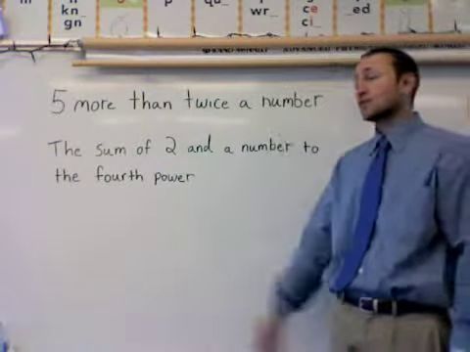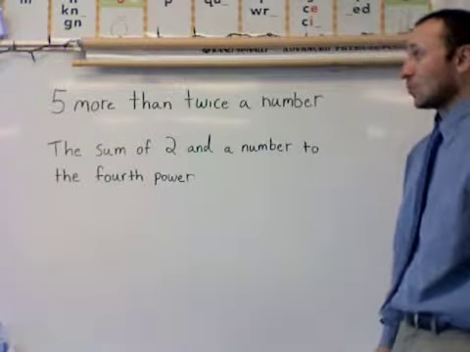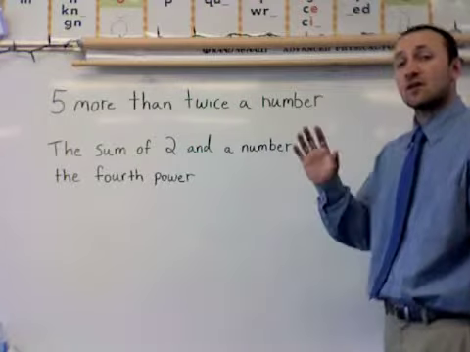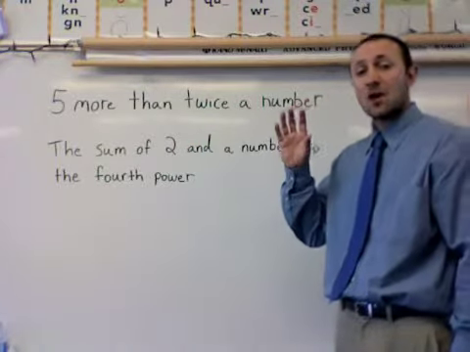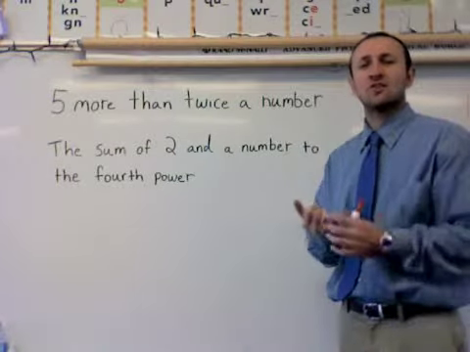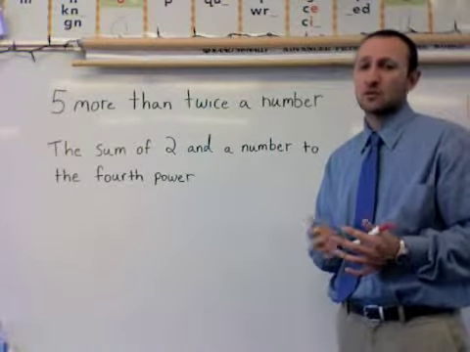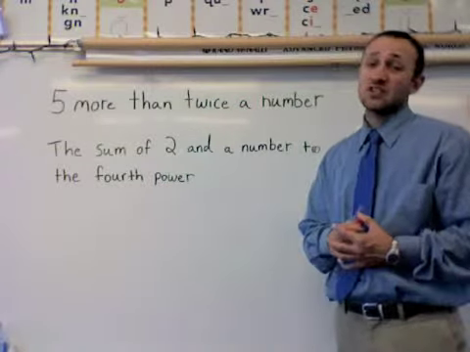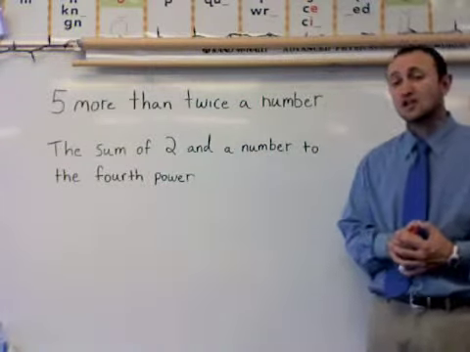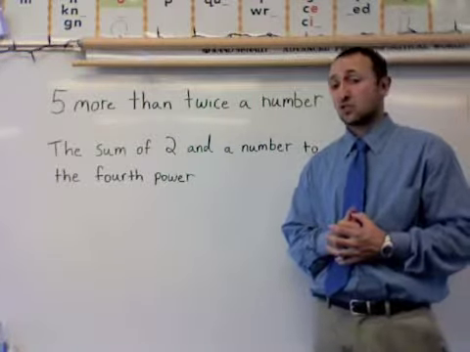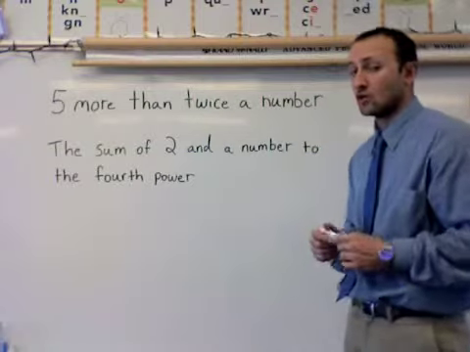So let's look at our first sentence here. 5 more than twice a number. Now when I read through these, I want little key words to pop out in my mind because it's going to help me write the expression. If it tells me to find a product, I know it's going to be multiplication. If it mentions the sum, it's going to be addition. If it says anything about the difference, it'll be subtraction. And if it mentions a quotient, I know that it's going to be division. So I'm just going to pay careful attention to all these sentences.